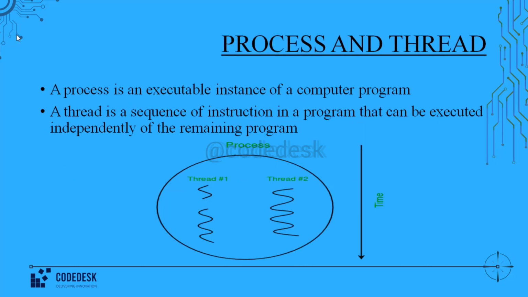So before entering into the topic, we need to know what is meant by process. Then only you will be able to understand what is meant by thread. A process is nothing but an executable instance of a computer program. For example, you can take a Zoom meeting. In the Zoom meeting, we are going to conduct the meeting. That thing is said to be the process.